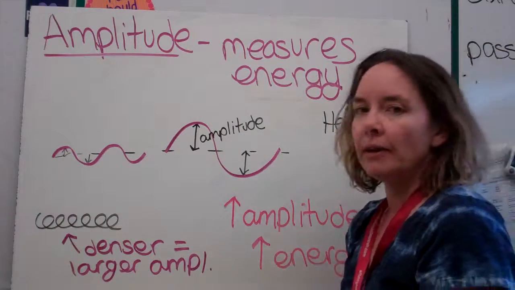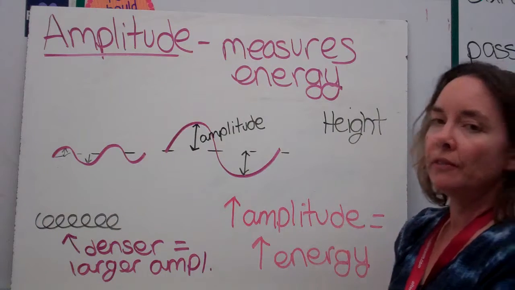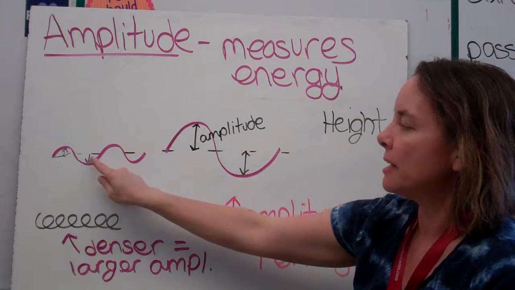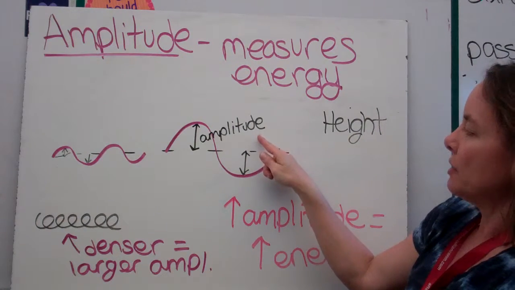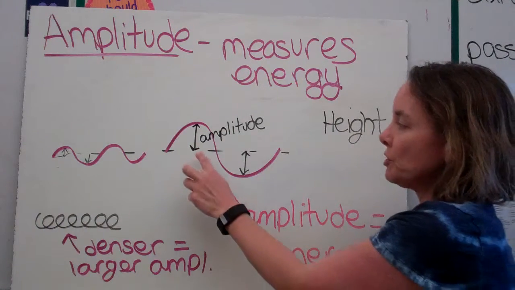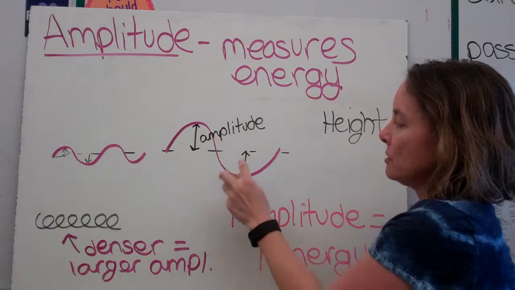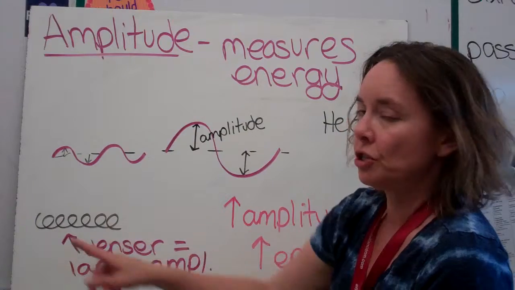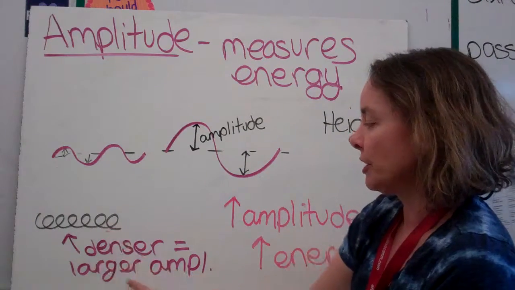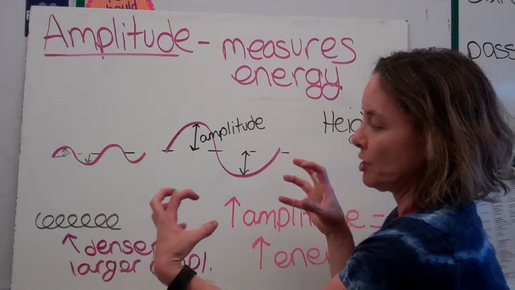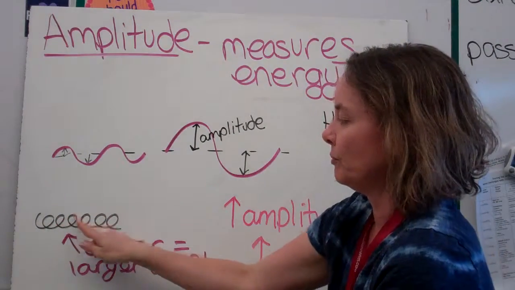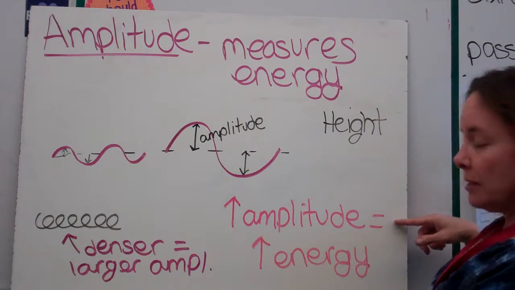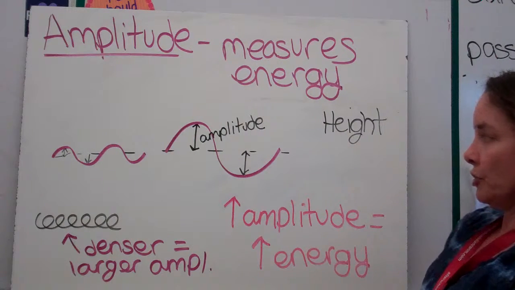And finally we have amplitude, which measures the amount of energy in a wave, and it's basically the height. So this wave right here has a small amplitude, and this wave right here has a larger amplitude. And you measure that from the normal line to the crest, or from the normal line to the trough. On a longitudinal or compressional wave, the denser it is, the larger the amplitude. So you actually measure the density, how many of these little waves in here are compressed together. And the larger the amplitude, as I said earlier, the more energy the wave has.